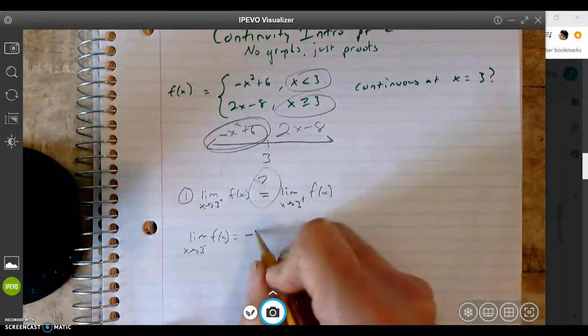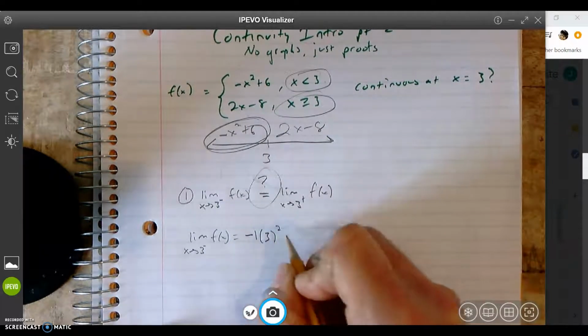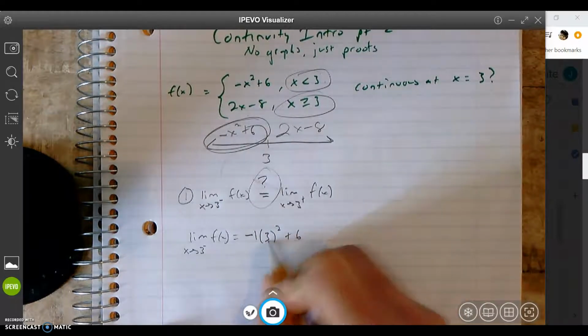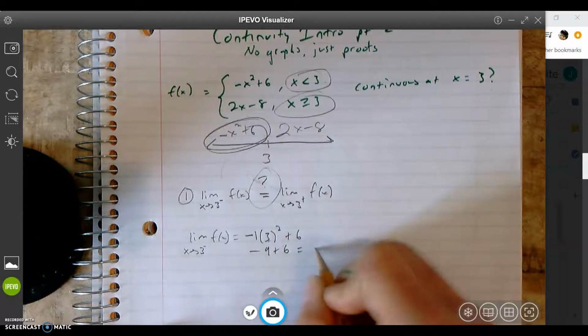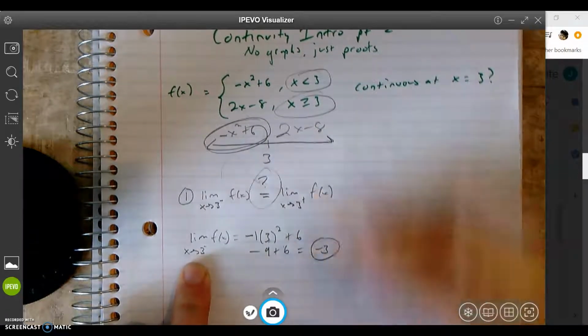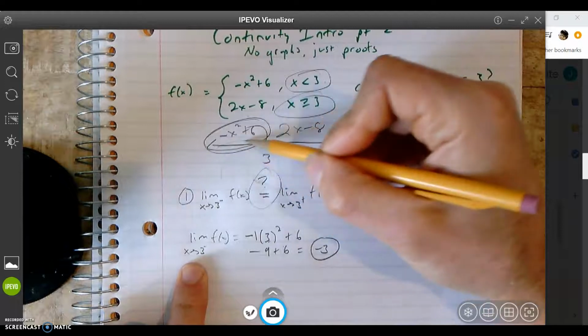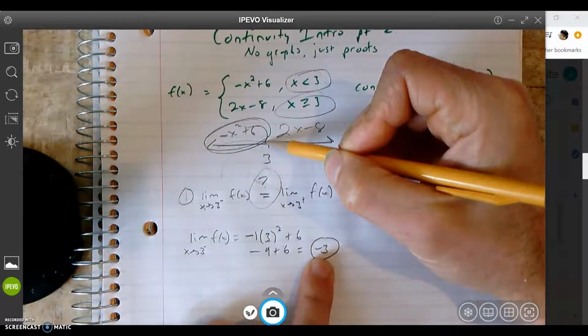So that's going to be negative 1 times 3 squared plus 6. So that's 9. Negative 9 plus 6, which is negative 3. Okay. So as we're approaching the graph on the parabola, the y value is going to be negative 3.